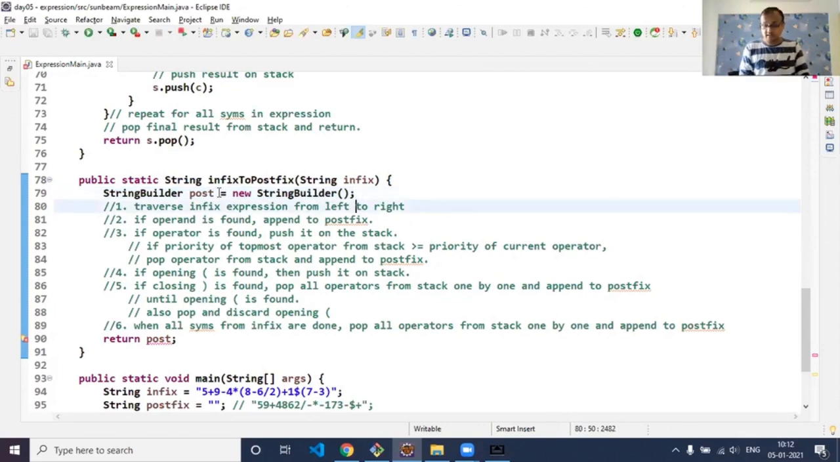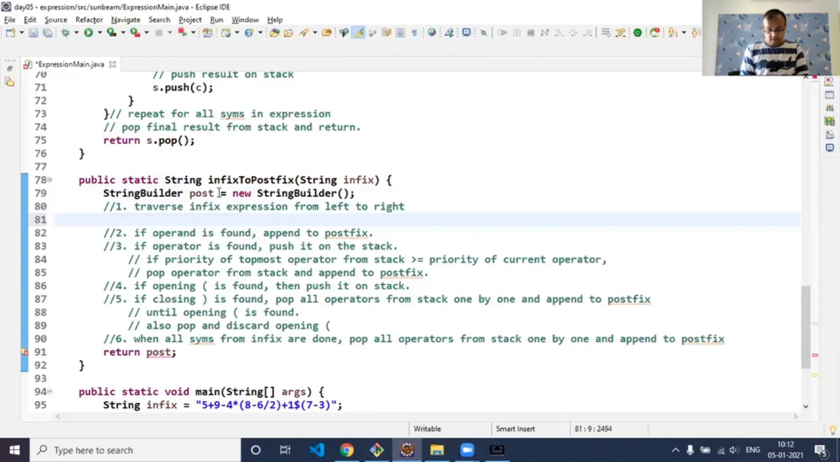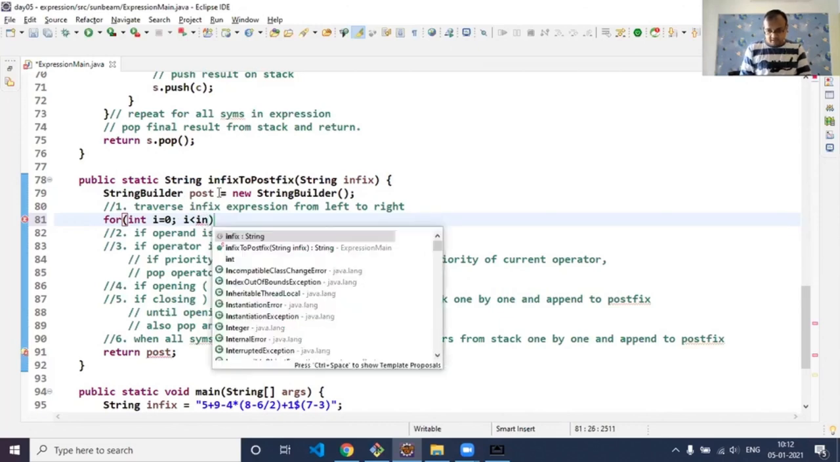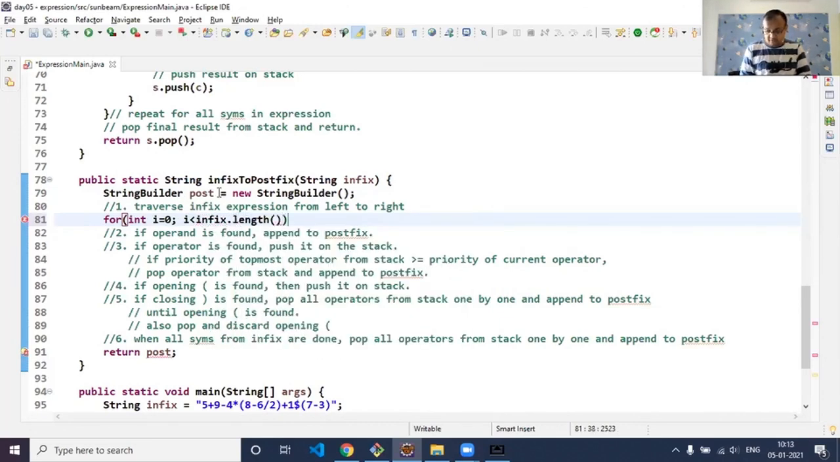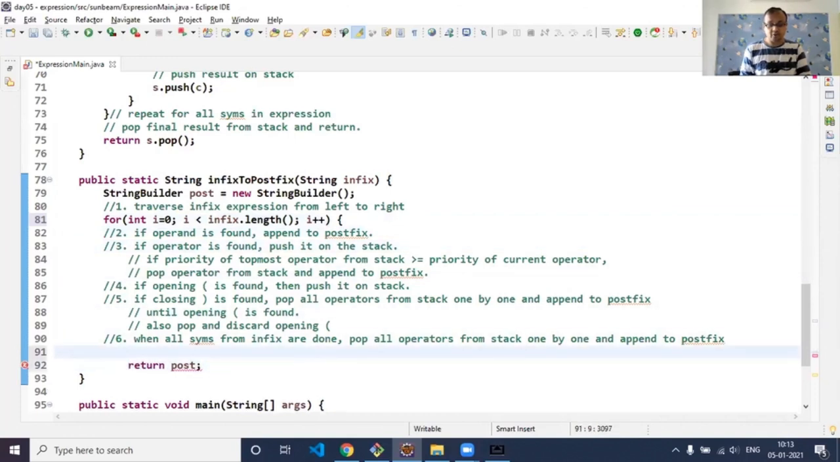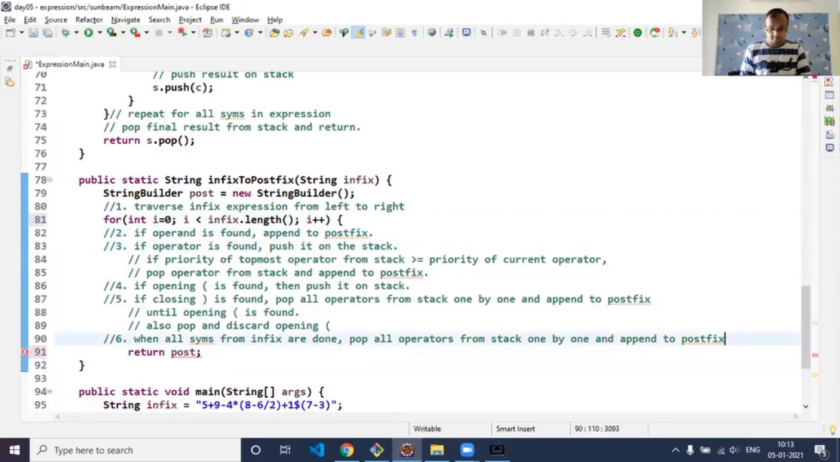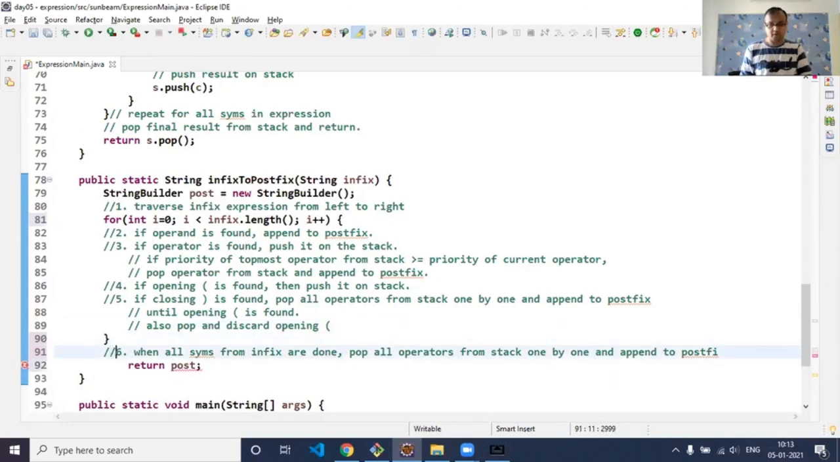So as we see, let us begin one by one. For integer i equal to 0, i less than infix.length, i plus plus. So yes, we are traversing from left to right. जो हमने पहला point कहा था, let us try to follow that first point. All right, I am following the first point.